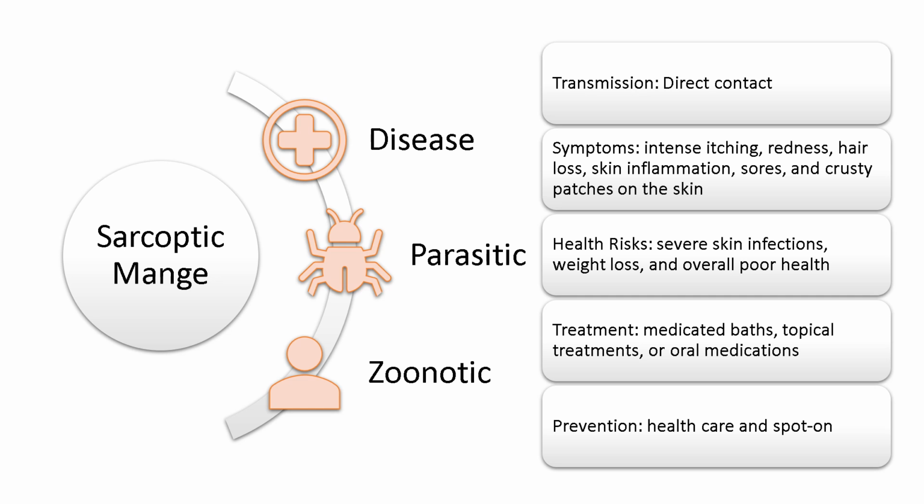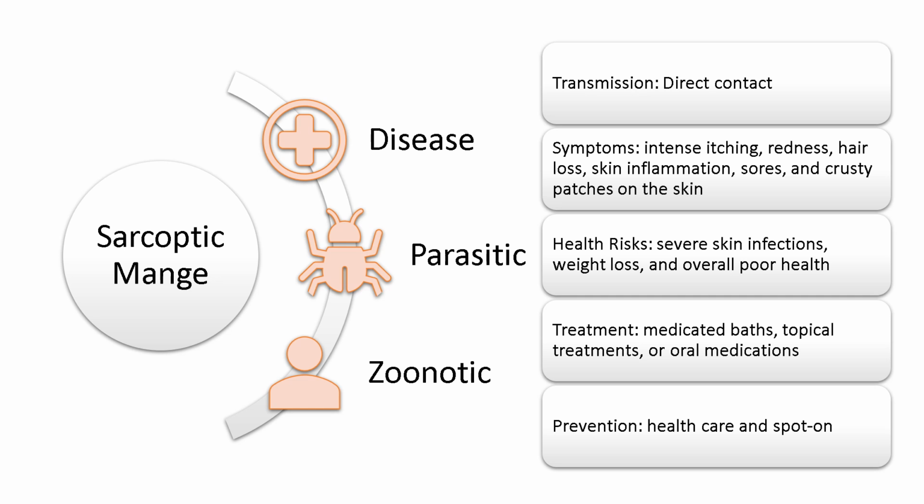If left untreated, sarcoptic mange can lead to severe skin infections, weight loss, and overall poor health. The intense itching and discomfort can also impact the dog's quality of life. Treatment typically involves medicated baths, topical treatments, or oral medications to kill the mites at home. It's crucial to disinfect all surfaces, bedding, and grooming tools to prevent reinfestation or spread to other animals.